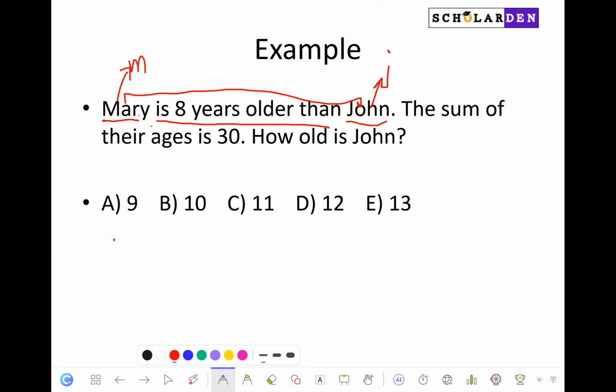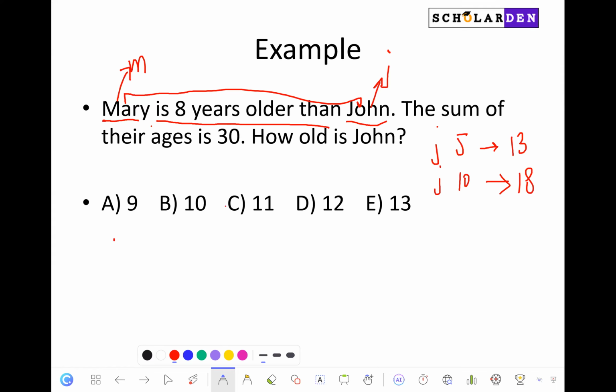Okay, so first of all, Mary is 8 years older than John. So for example, let's say John was 5, what would be the age of Mary? Mary would be 13. Why? Because Mary is 8 years older than John. So if John was, say, 10 years, Mary would be 18 years, again, because Mary is 8 years older than John.